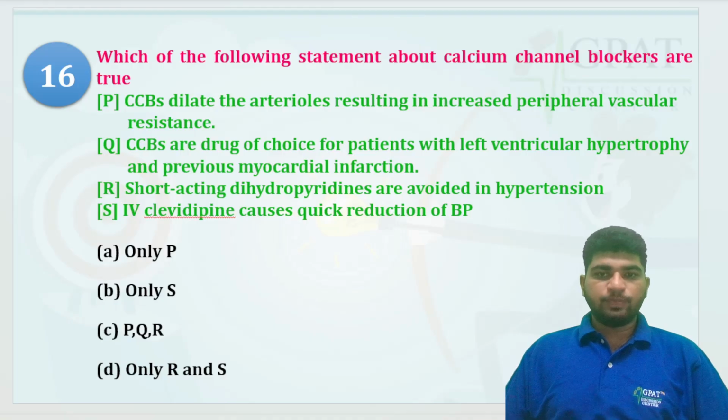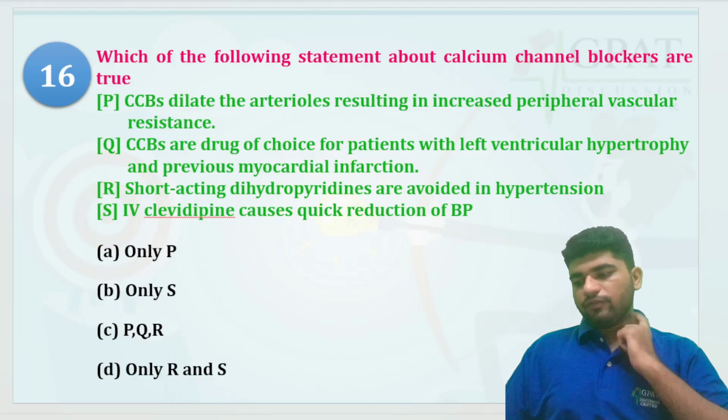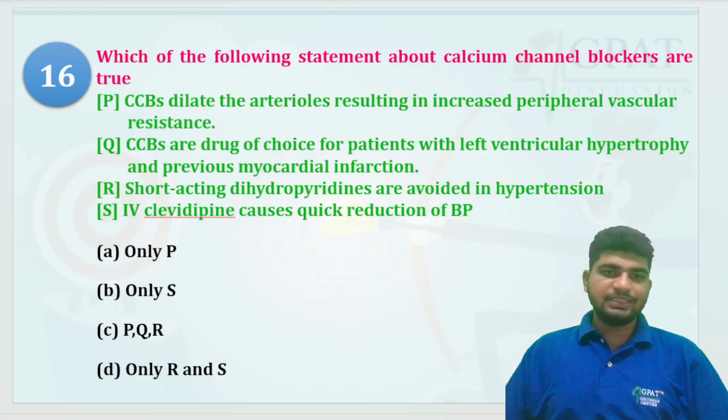CCBs are the drug of choice for patients with left ventricular hypertrophy and previous myocardial infarction. Short-acting dihydropyridines are avoided in hypertension. IV clevidipine causes quick reduction of BP. Once you see the first option, that CCB dilates the arterioles, resulting in increased peripheral vascular resistance.